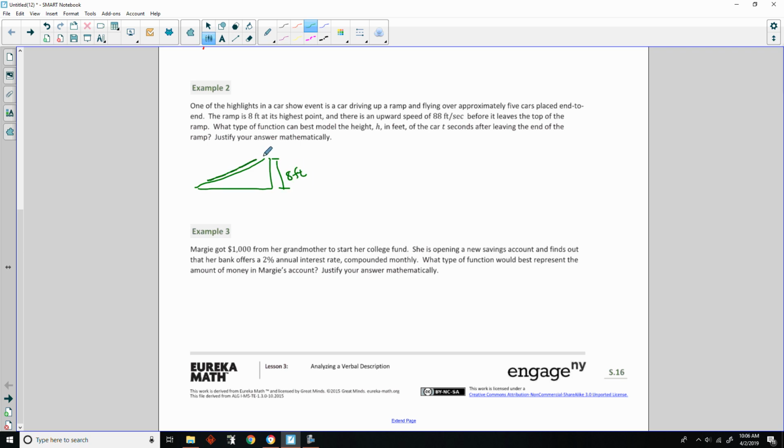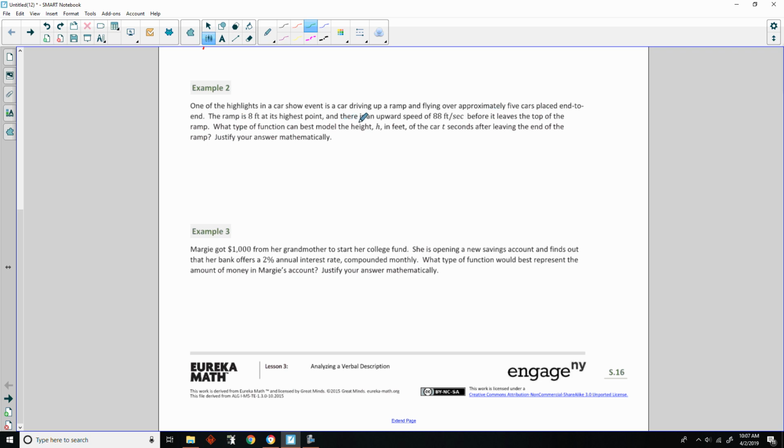So the car is driving up, it's jumping, and there are five cars, and he wants to jump over. So what does that shape look like? I would say it looked like a parabola. So let me get all this out of the way. Okay, so it's at 88 feet per second. So 8 feet at the highest point of the ramp, upward speed of 88 feet per second before it leaves the top of the ramp.